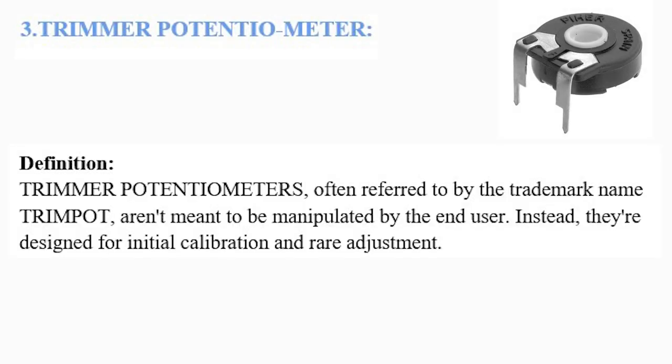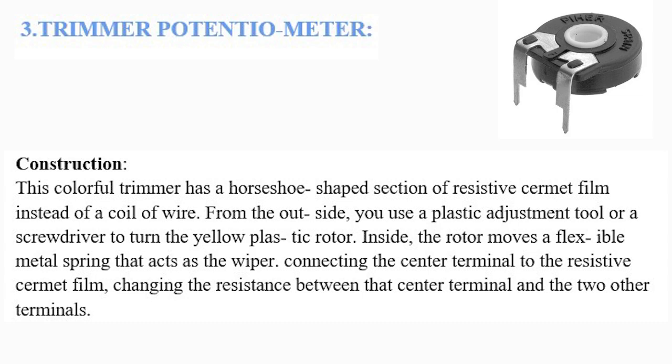Third, we have the trimmer potentiometer, often referred to by the trademark name trim pot. Trim pots are not meant to be manipulated by end users. Instead, they are designed for initial calibration and rare adjustments. This colorful trimmer potentiometer has a arc-shaped section of resistive ceramic film instead of a coil of wire. From the outside, you can use a plastic adjustment tool or a screwdriver to turn the yellow plastic rotor.